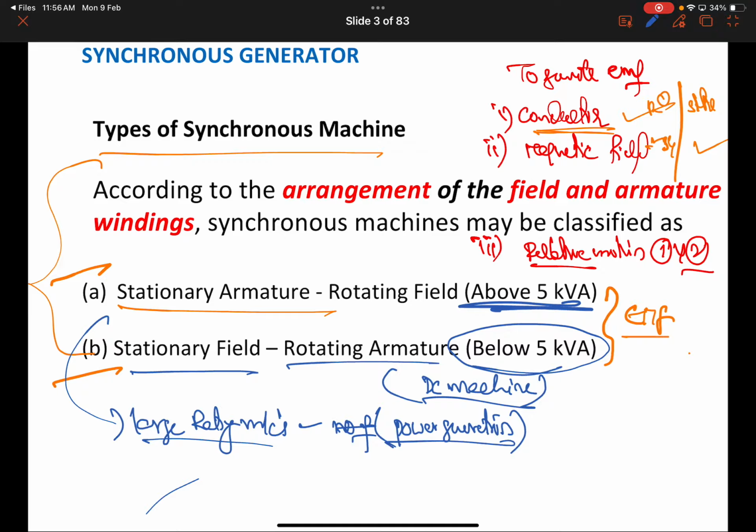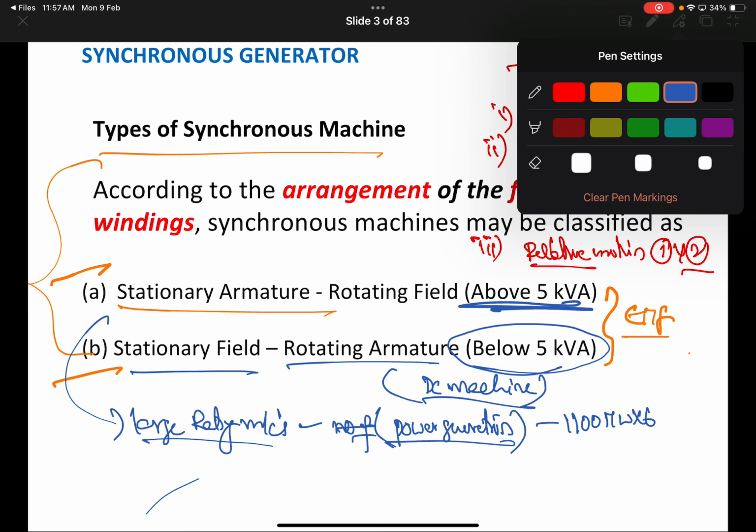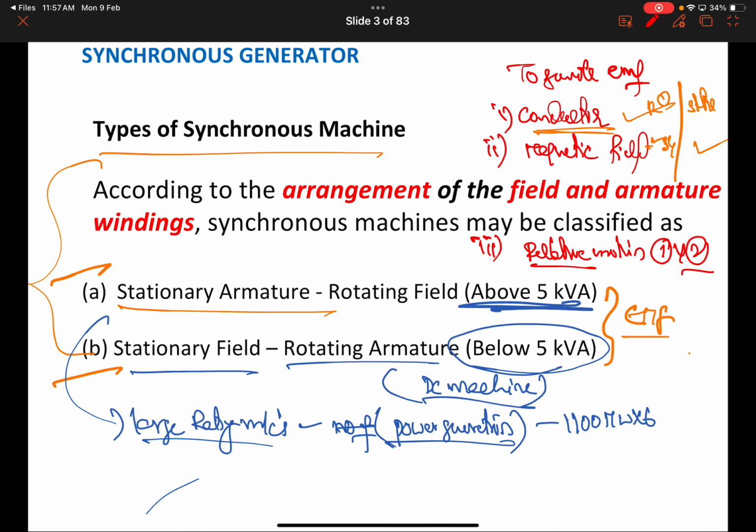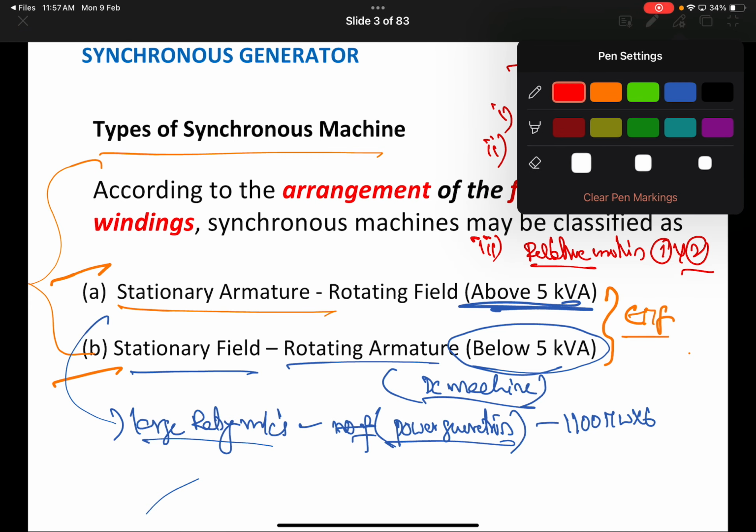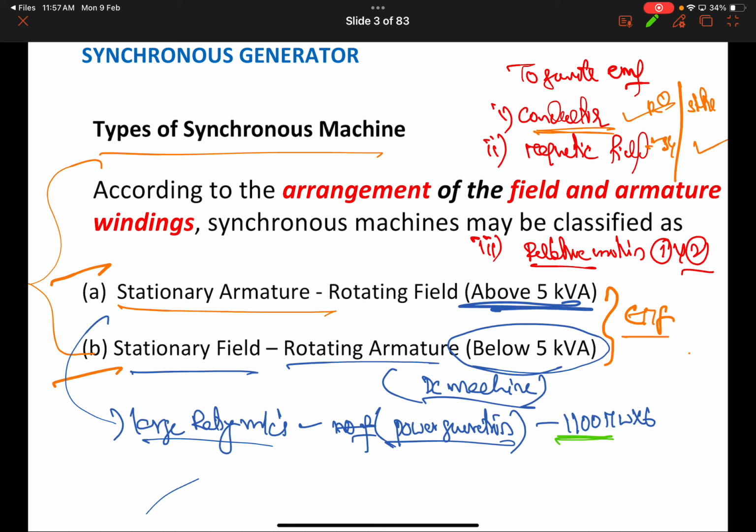If you see in the Srisailam power plant, it is written as 1100 megawatt into 6. What does it mean on the outside board? That means each alternator has a rating of 1100 megawatts, measured in terms of active power. And how many units are there here? Only 6 alternators are there in the Srisailam power plant.